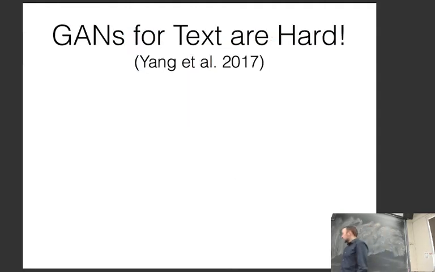Actually, maybe I should have written that GANs for text are harder. GANs in general are pretty hard to train. Like I said before, they have the mode collapse problem and various other problems. GANs for text are even harder than that because you have all the problems that come with applying neural networks to text.